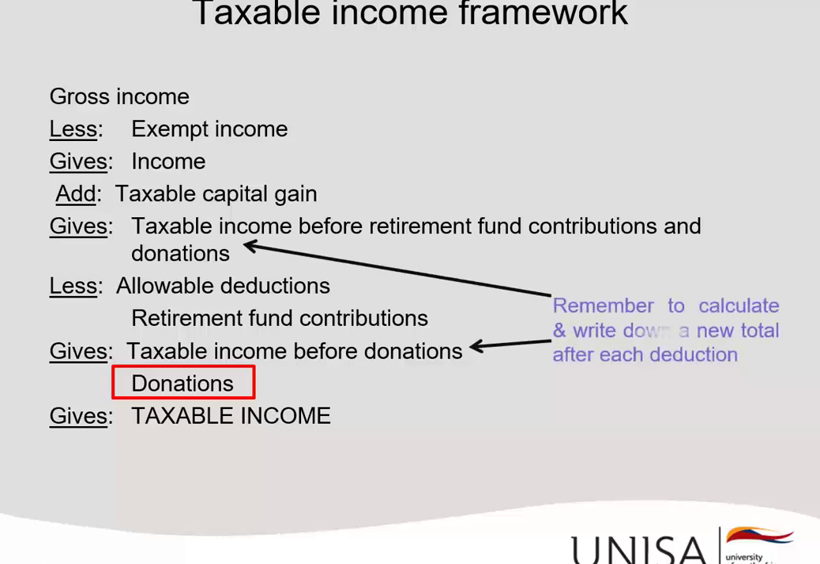Because of the limitations, it's always important that you total up your taxable income at certain points of the calculation. After the taxable capital gain is one such point, and then again after retirement fund contributions, so that you get the right taxable income to apply the limitations for the deductions. And then obviously you're going to total it at the end for taxable income, because then you have to go and use the tax table.